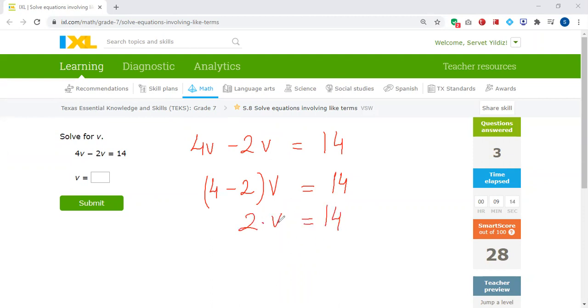I know that 2 times 7 is equal to 14, so the answer will be 7. Or you can just divide both sides by 2. 2 will be canceled out here. 14 divided by 2 will be the answer. So v is equal to 14 divided by 2, which is 7. 7 will be the answer here.